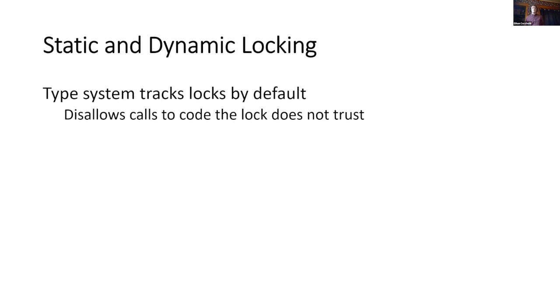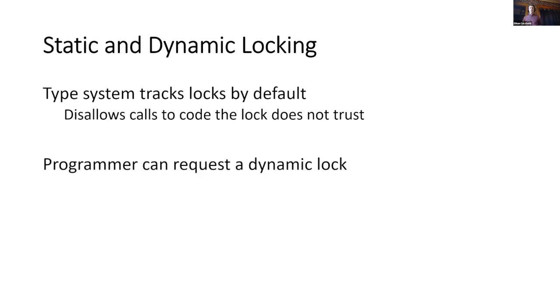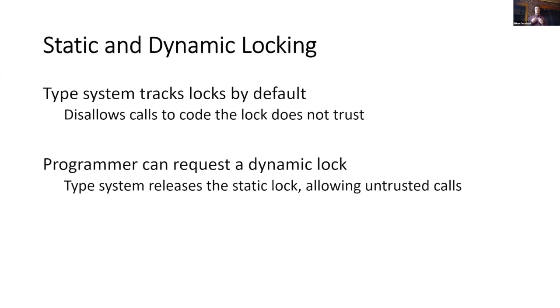But we want to allow people to actually interact with unknown code. That was sort of the point. And so whenever a programmer wants to, they can request a dynamic lock. That dynamic lock has runtime costs, but the programmer is now requesting it. At that point, the type system becomes aware of the fact that the programmer has requested a dynamic lock, and so it releases the static lock at the type level. It allows the programmer to actually call into this potentially dangerous unknown code, knowing that there's a dynamic lock that will be checked to make sure that nothing bad happens at runtime.